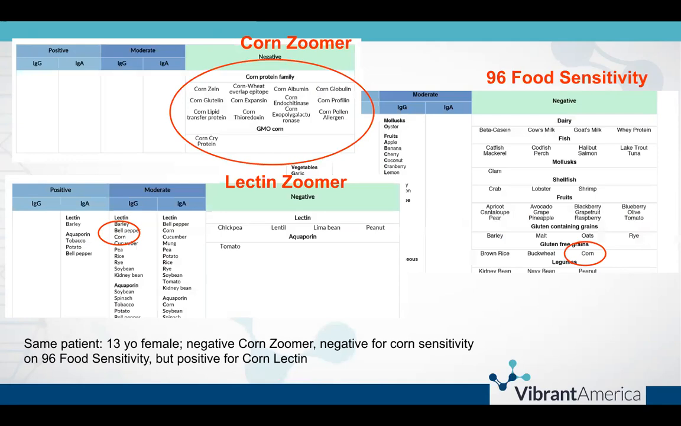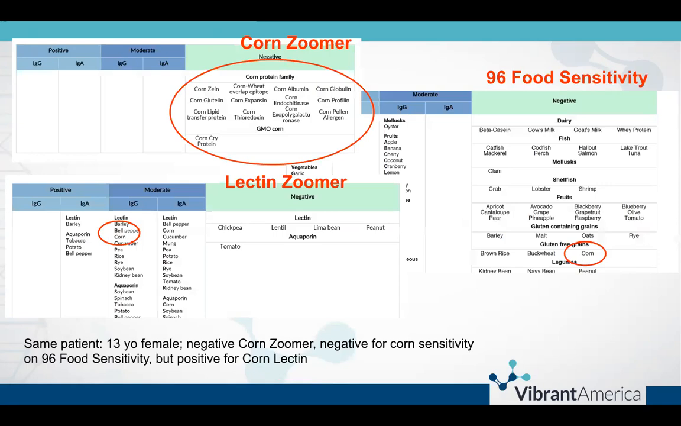So if all we had done was run a food sensitivity test on her or a corn zoomer on her, it would have looked like corn was a food that would have been okay. Especially in a situation where you have a patient that needs to go gluten-free, corn is often a grain that is a fallback for some of these patients. It's commonly consumed because it's a non-gluten containing grain. It's typically seen as safe for gluten-free individuals. And in this case, this patient still needs to be corn-free because she has antibodies to corn lectin.